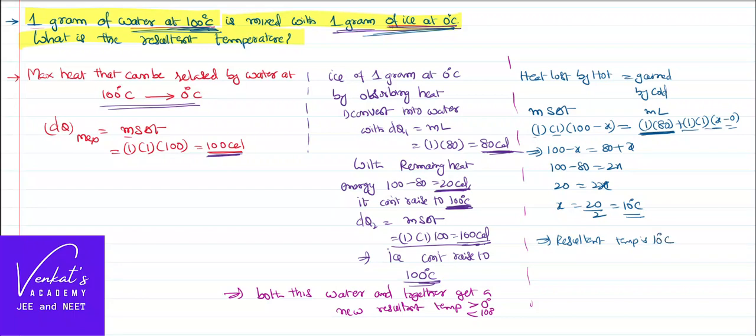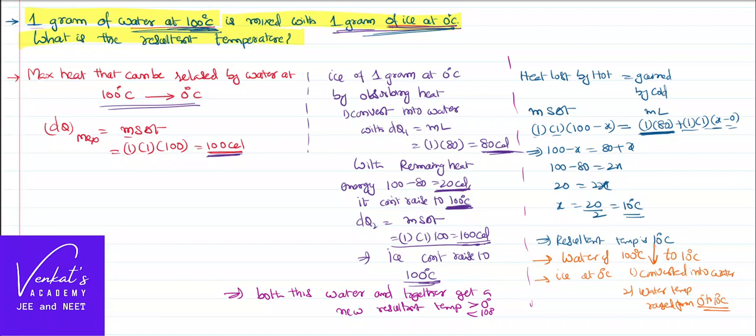So if you notice a little carefully, water at 100 degrees centigrade has fallen from 100 degrees centigrade to 10 degrees centigrade. Ice at 0 has done two things. First, it converted into water. Then that water, the ice-converted water, its temperature raised from 0 to 10 degrees centigrade. That's a basic understanding that you need to understand.